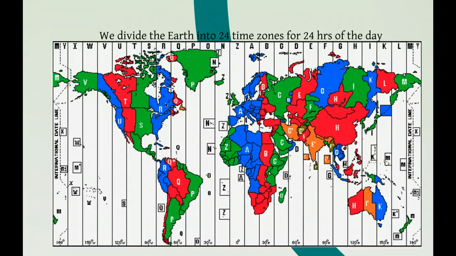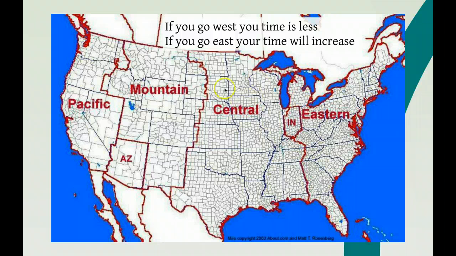If we move to the United States, we see that we have 4 time zones: Eastern, Central, Mountain, and Pacific. If you go west, your time will be less. So if it's 8 o'clock here in Eastern time, it'll be 7 o'clock in Central, and 6 and 5 in Mountain and Pacific. If you go east, your time will increase. So if it's 5 a.m. here, it'll be 6 a.m., 7 a.m., 8 a.m.